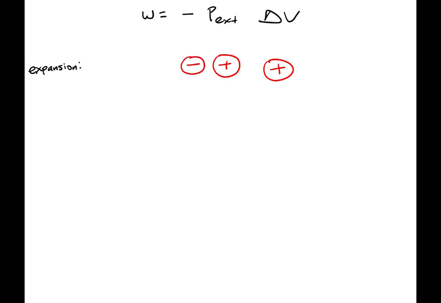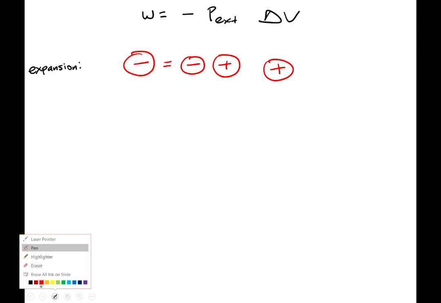The negative sign out in front of the equation makes it so that you're multiplying a negative by two positives. When you multiply a negative by two positives, you should get a negative sign for work. And that is exactly what the sign convention is that was defined a few videos ago. So that negative sign is necessary in order to ensure that you attain the correct sign convention.